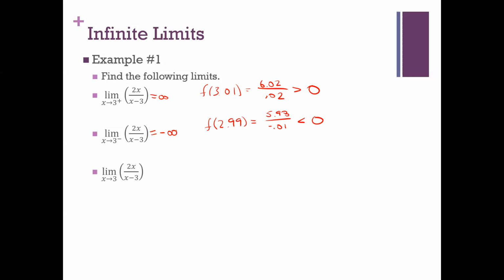Typically when you write infinity, what we're really saying is this, even though it's implied: you can have both ideas, positive infinity or negative infinity. Then what does this mean about this bottom limit here? The one-sided limits don't agree. The limit doesn't exist.